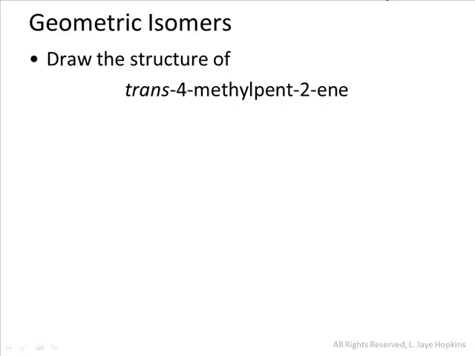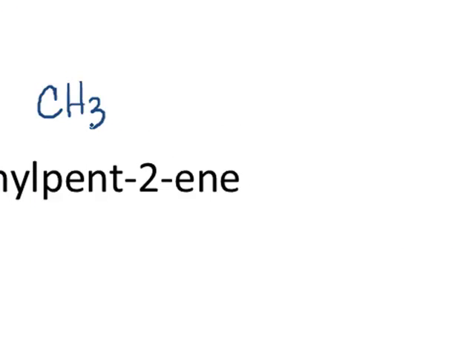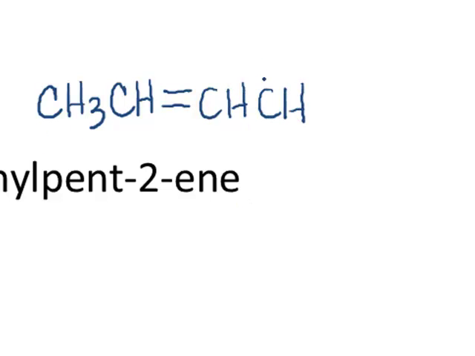Okay, so to draw the structure of trans-4-methyl-pent-2-ene, there's quite a few correct options. As I mentioned, you want to avoid condensing your structure too much, and I want to start by showing you why that's a problem. If I draw a condensed version of this structure, I might end up with something like this. My first carbon is connected to my second carbon, which has a double bond. Then I move on to the third carbon. My fourth carbon has a methyl group attached to it, and I complete the molecule by writing the fifth carbon.